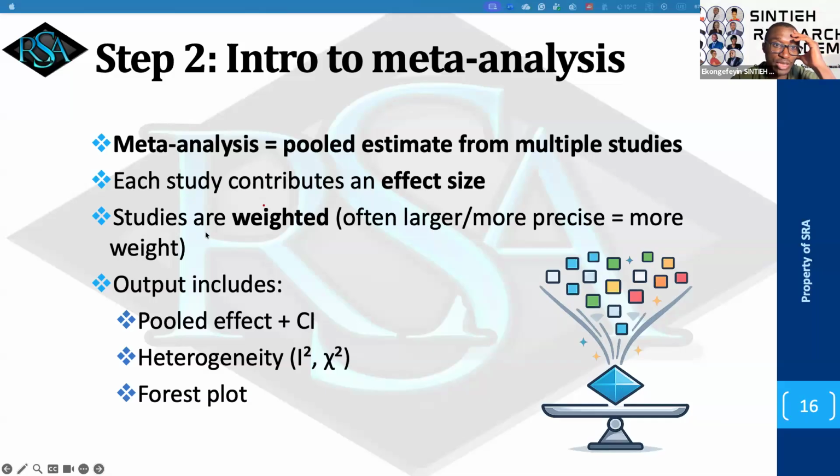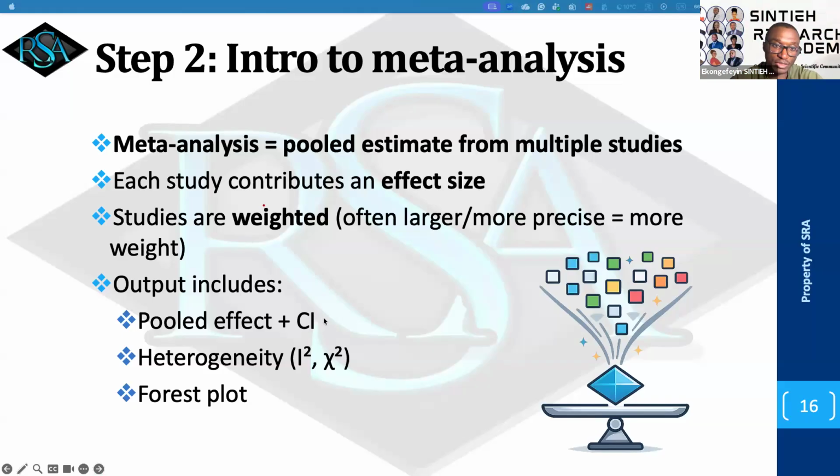And then studies are weighted: often larger, more precise studies get more weight. So studies that have a larger sample size will have a larger square on the plot that we are going to see. And then they'll have a narrow confidence interval, which I'm going to explain to you guys. But in a meta-analysis, what's most important is that you're going to have a pooled effect estimate. By pooling, we mean it's not just for one study, it's for all of those studies. That's why the word pool comes in. That's just a statistical way to say that we are bringing several things together as one.